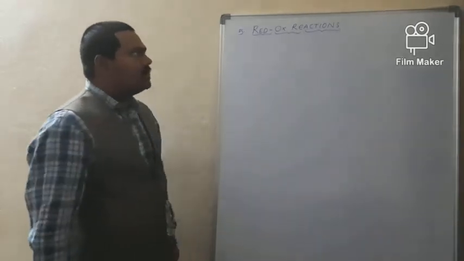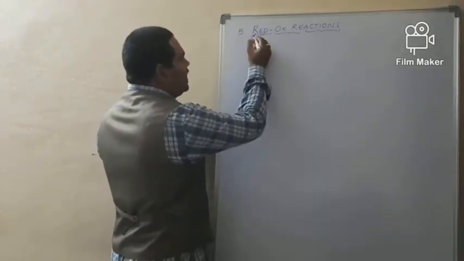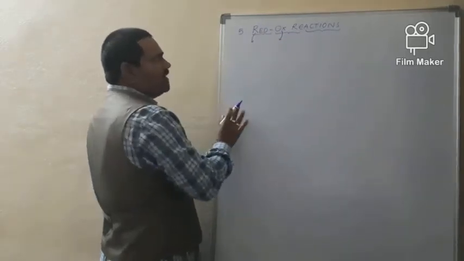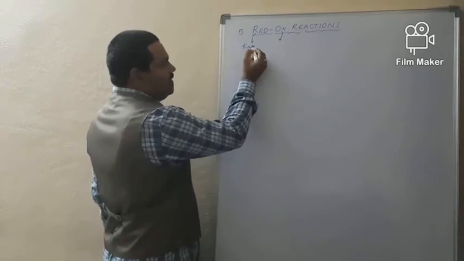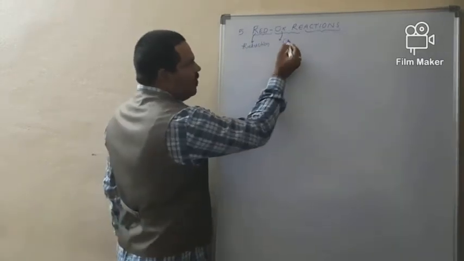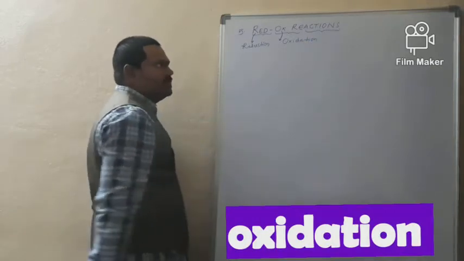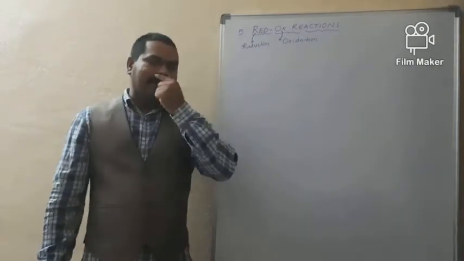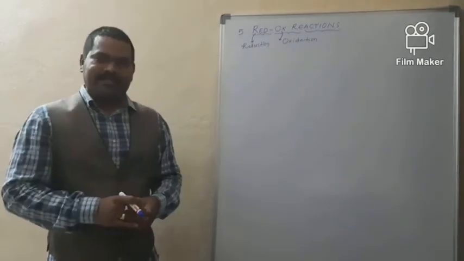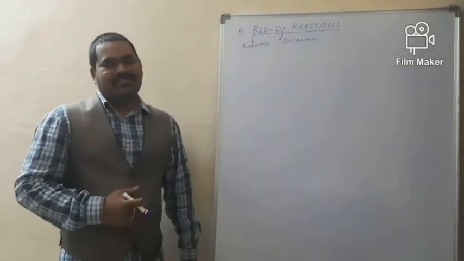So first of all, before going to discuss redox reactions in a very neat manner, first let us learn the meanings of these important words. What is meant by red? What do you understand by the word red? Red stands for reduction. OX stands for oxidation. Because in this type of reactions, oxidation and reduction occur simultaneously. That's why these reactions are called redox reactions.